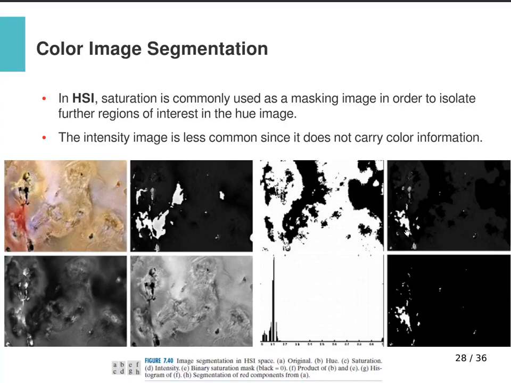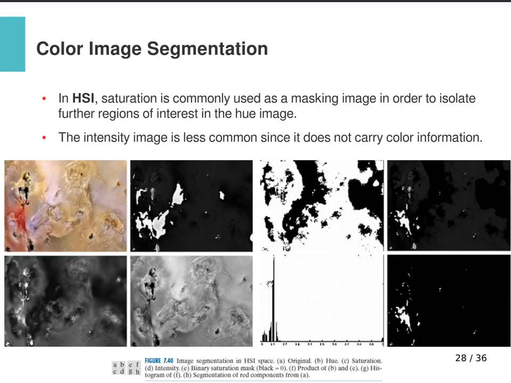What about segmentation? In HSI, what is common is that saturation is used as a masking image in order to isolate regions of interest in the hue image. The intensity image is less common since it does not carry any color information. Let's take a look at one example. One thing I should tell you now is that this example is very subjective.